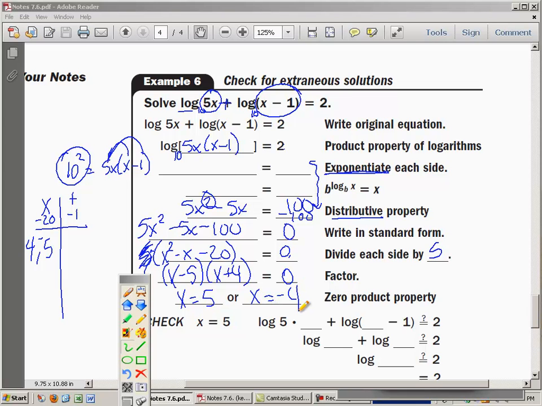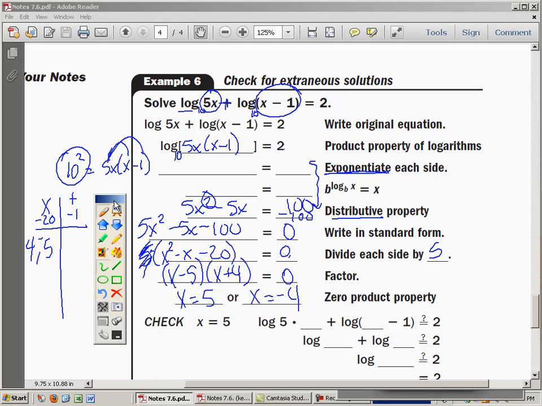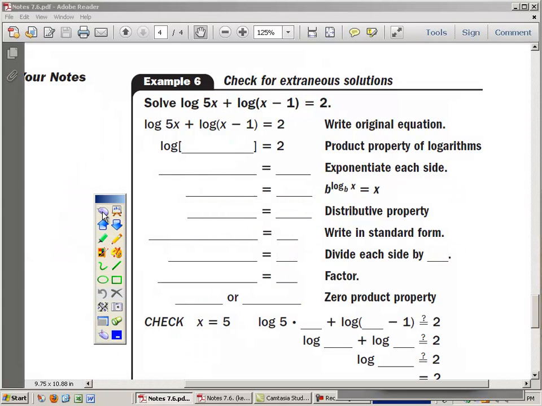All right? Now, we've got two solutions to check here. Hopefully you've got a chance to write all this down. If you don't, pause your video and finish writing, and then we'll pick up on checking in just a second here, okay?